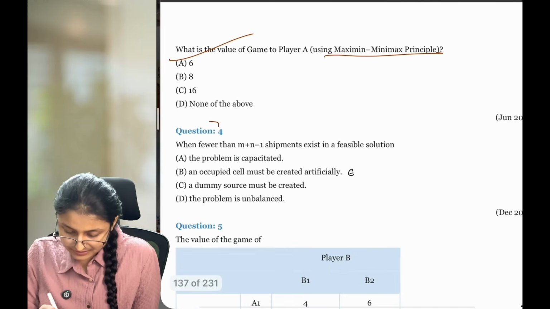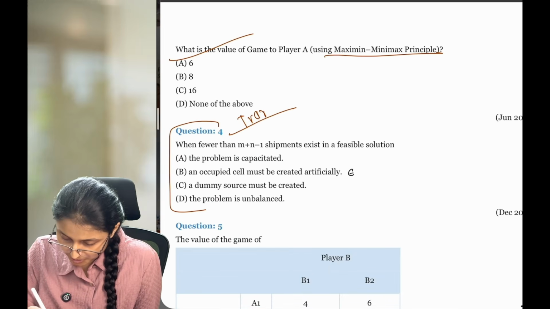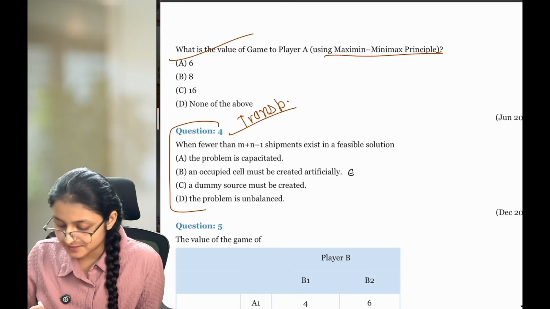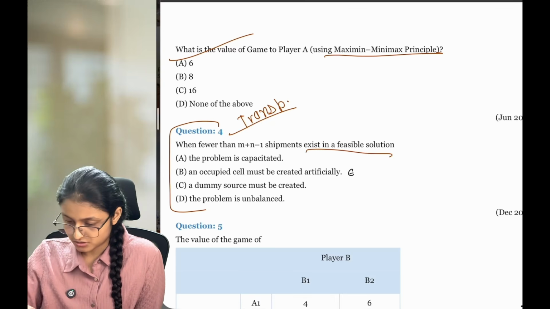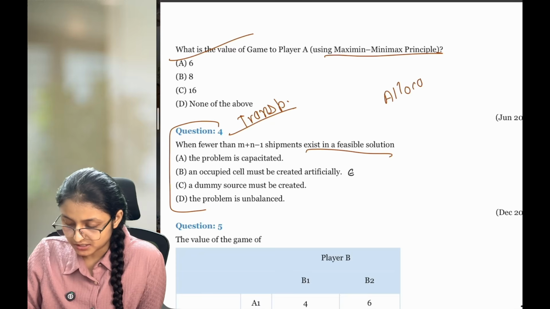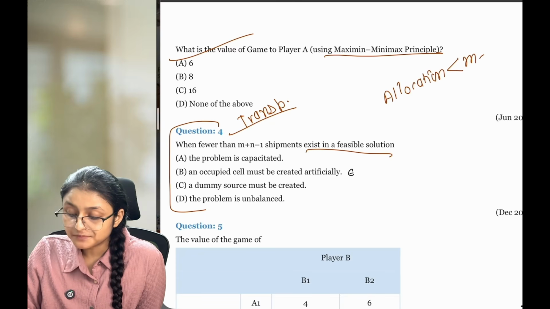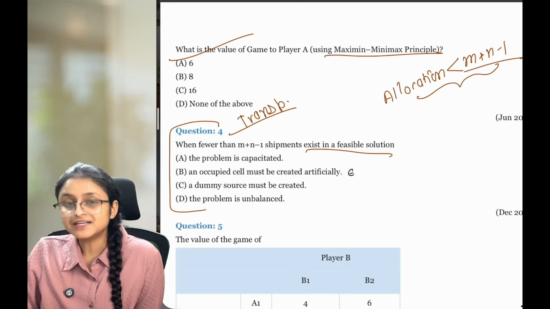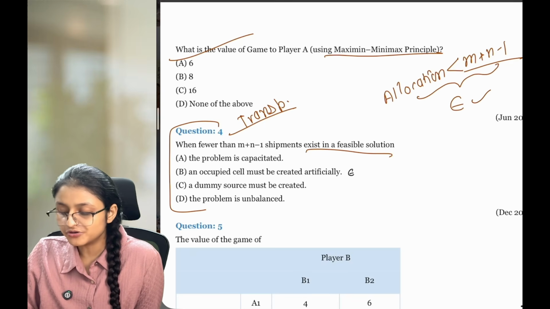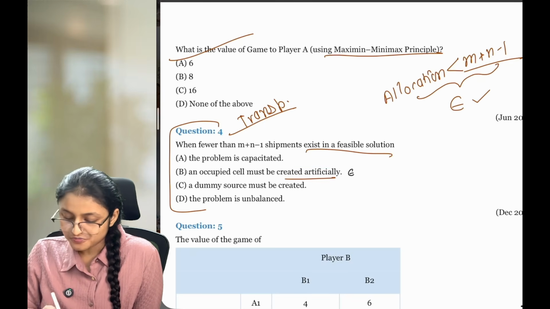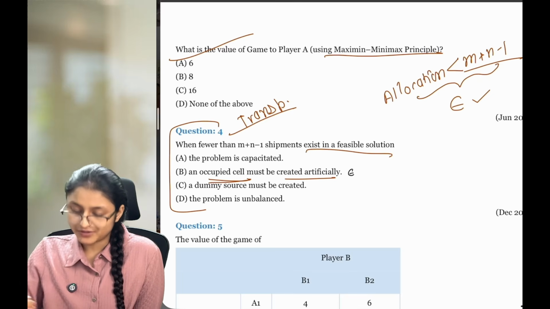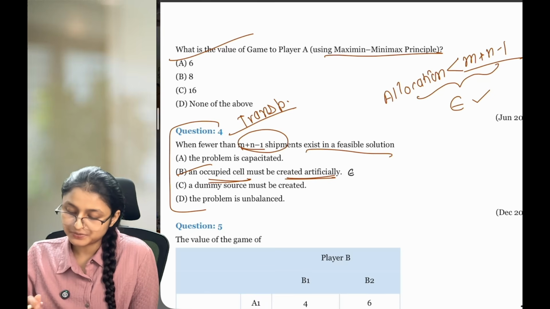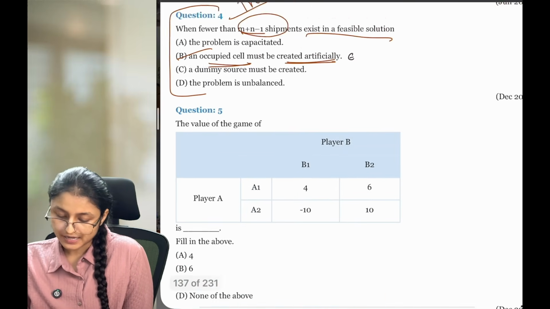Now this is related to your transportation problem, mistakenly covered in your game theory. When fewer than m plus n shipment exist in a feasible solution, so if your allocations which you have done under transportation problem is less than m plus n minus 1, that means it is a degenerate basic feasible solution. And if you get a degenerate basic feasible solution, you need to introduce an artificial variable to make a new allocated cell. So an occupied cell must be created artificially. That is what we do when our m plus n minus 1 is not equal to our allocations.